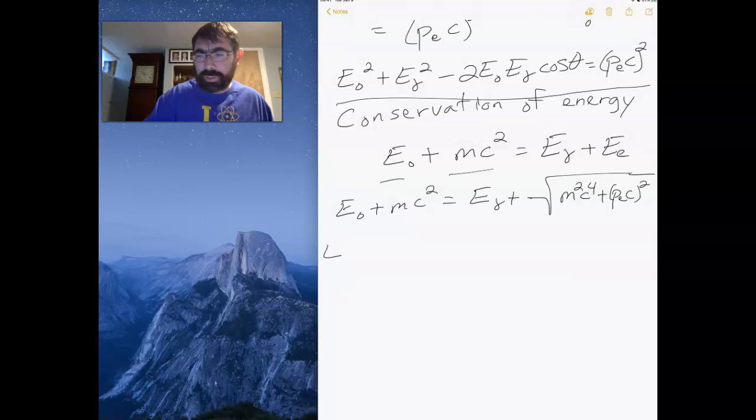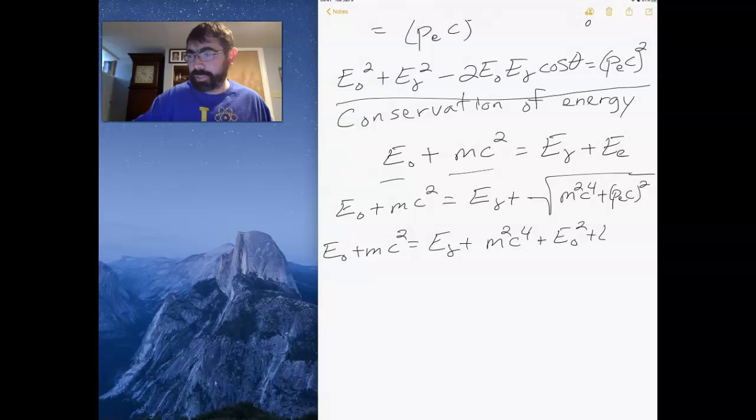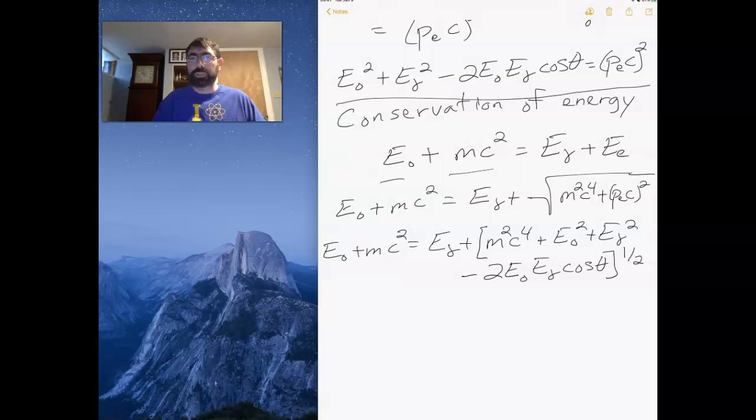And so what we're left with is E initial plus the mass of the electron c squared is equal to E gamma plus the square root of m squared c to the fourth plus E0 squared plus E gamma squared minus 2 E0 E gamma cosine theta. So all of this is underneath the square root right there. Now we're going to square both sides.